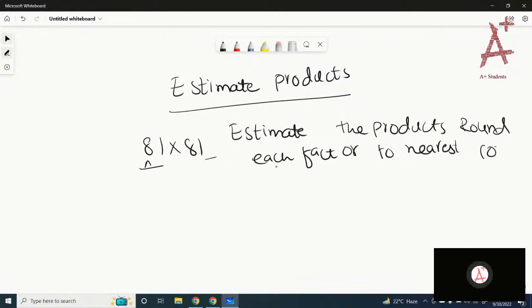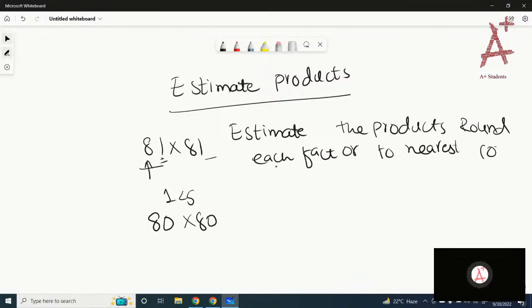So the digit that is at the tens position is 8. Just look at the digit that is at the right hand side of the tens digit. 1 is less than 5. That means you have to round down on the same digit. You have nothing to do on the same digit, so keep 8 as it is, and replace the other digits with 0. So 81 is rounded off to 80. Both times, 81 is rounded off to 80.